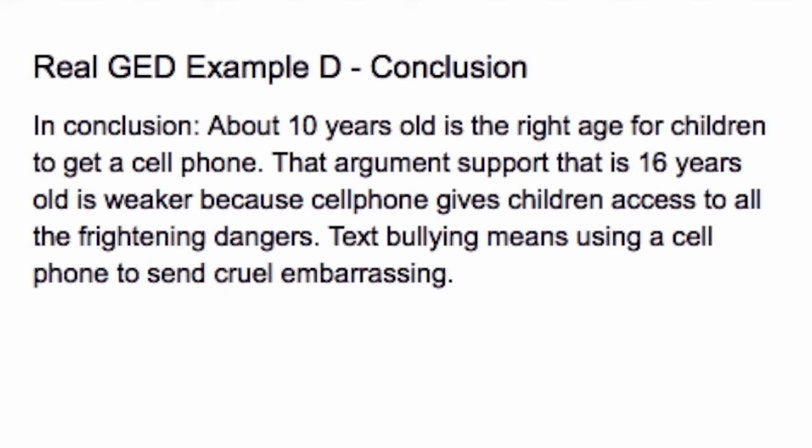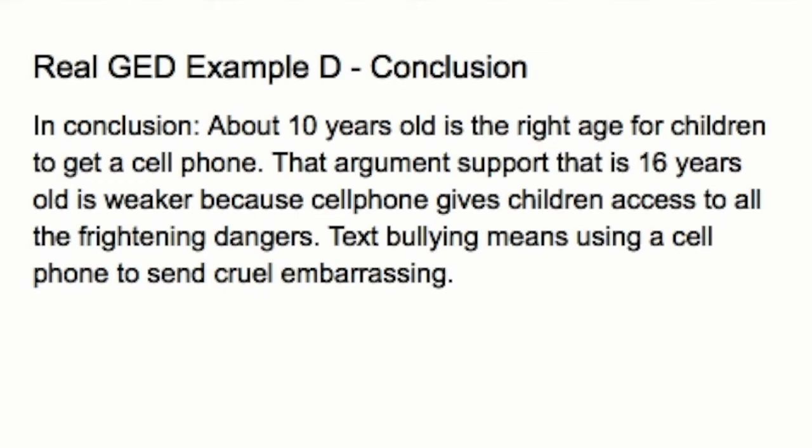In conclusion, about 10 years old is the right age for children to get a cell phone. The argument support that is 16 years old is weaker because cell phones gives children access to all the frightening dangers. Text bullying means using a cell phone to send cruel, embarrassing. So what do you think about this conclusion here? Let me have you pause the video, think about this one, and then we'll go over it.